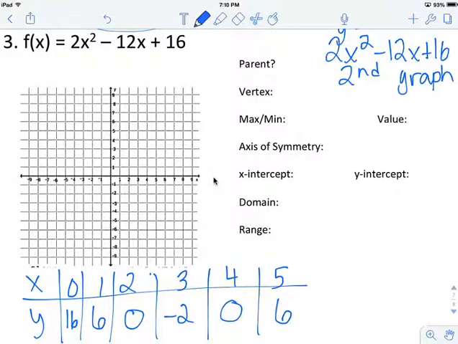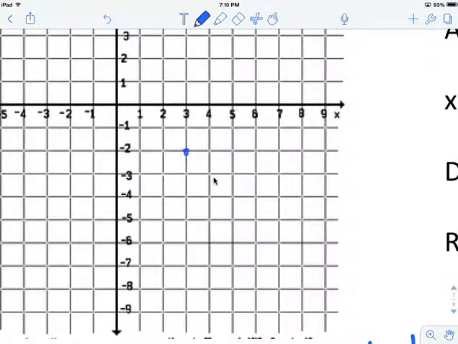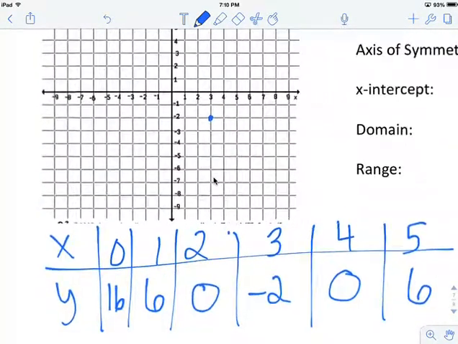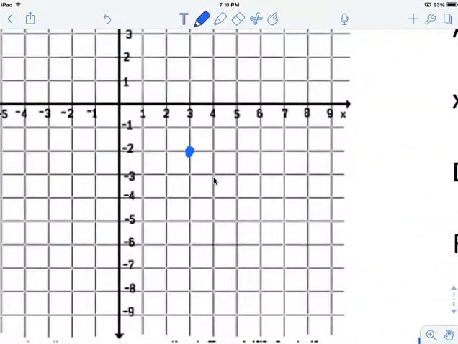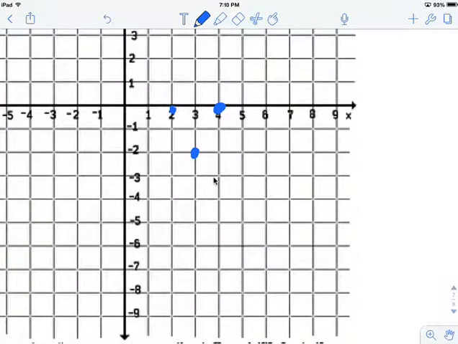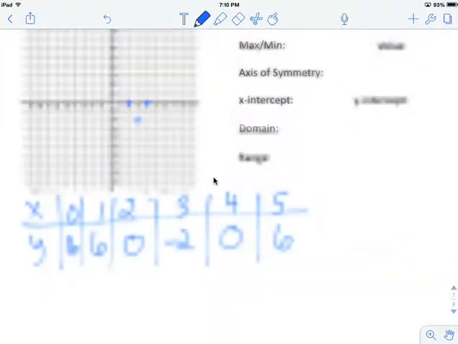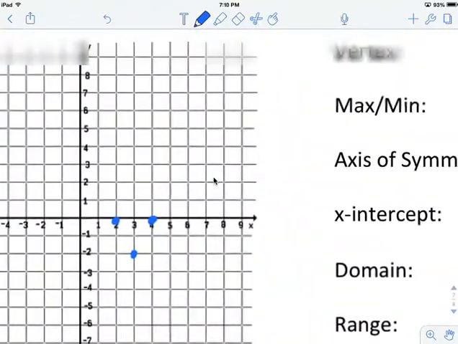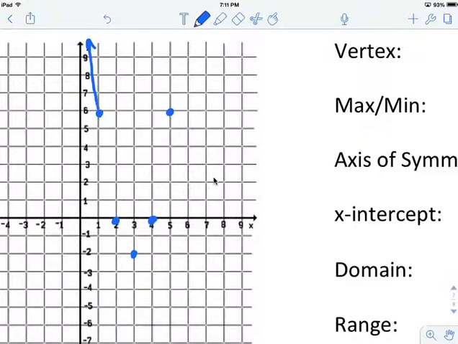So when we plot these points, we have 3, -2. We have 4, 0. We have 2, 0. 5, 6. 1, 6. And 0, 16 is not going to fit, so we're only going to plot those points.